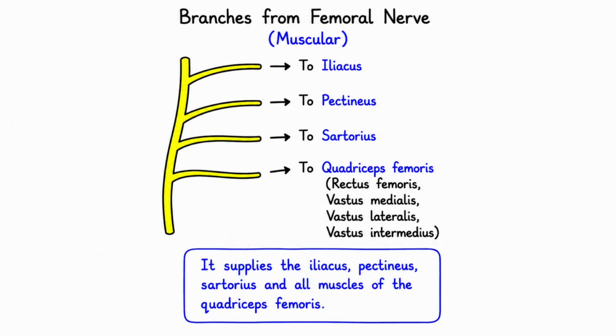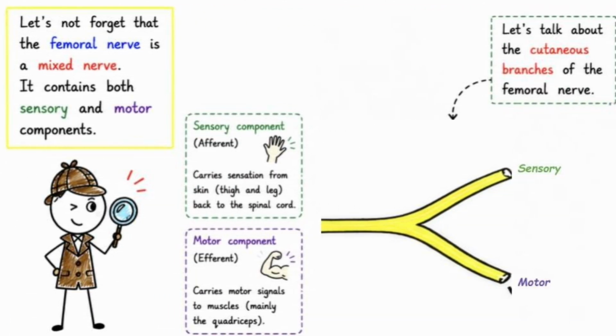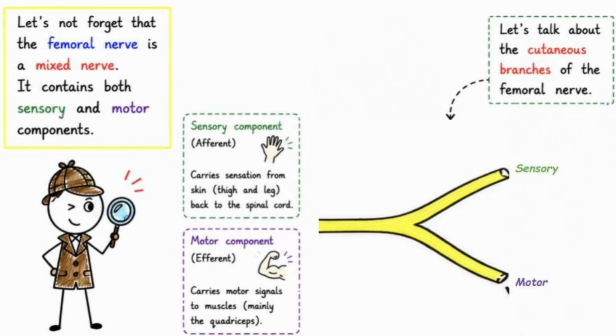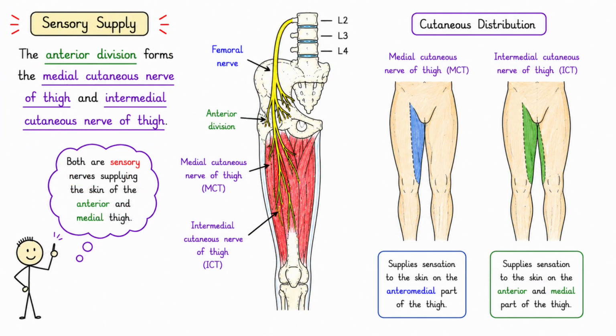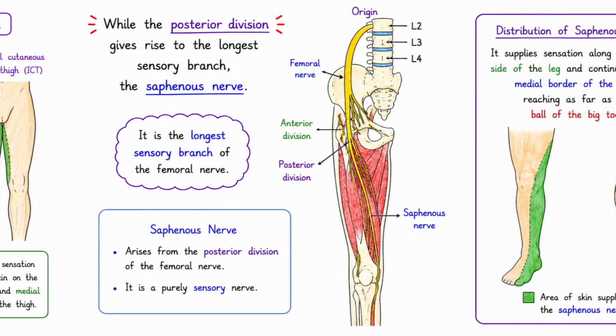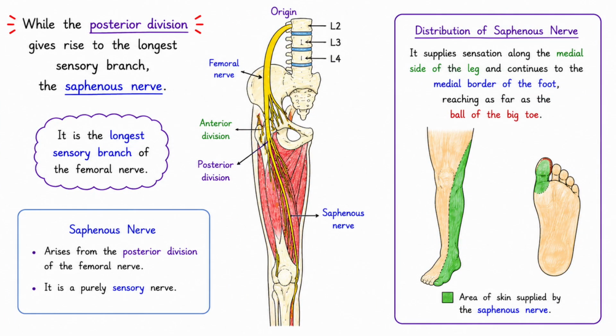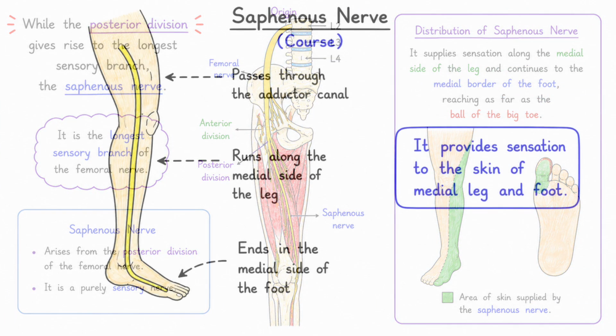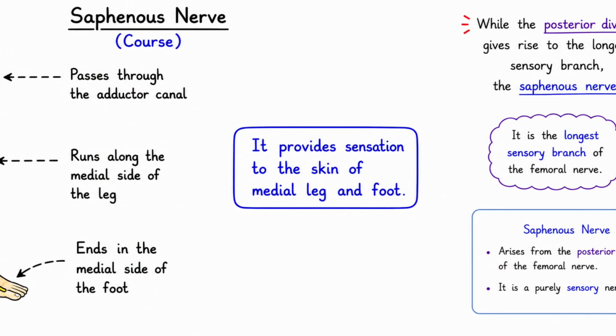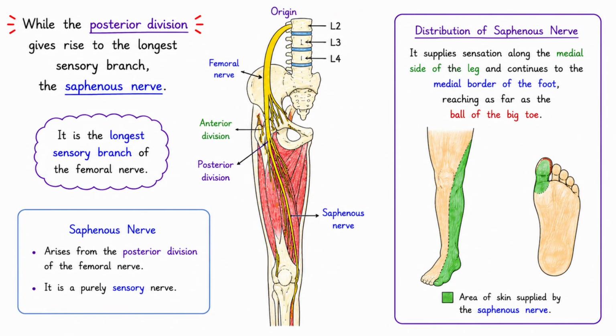Up till now, we talked about the muscular branches, but let's not forget that the femoral nerve is a mixed nerve. It contains both sensory and motor components. Let's talk about the cutaneous branches of the femoral nerve. The femoral nerve is not only a motor nerve, it also provides important sensory supply. The anterior division forms the medial cutaneous nerve of thigh and intermediate cutaneous nerve of thigh, while the posterior division gives rise to the longest sensory branch, the saphenous nerve. This nerve supplies sensation along the medial side of the leg and continues to the medial border of the foot, reaching as far as the ball of the big toe.